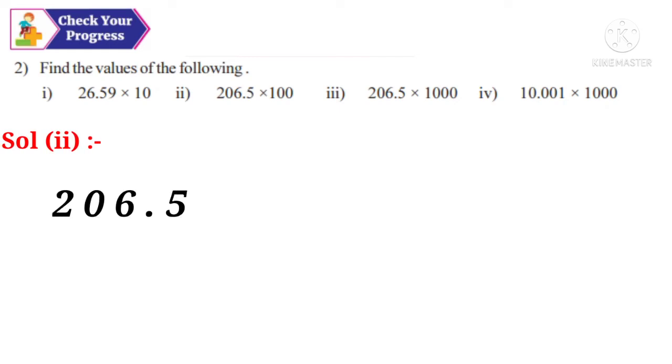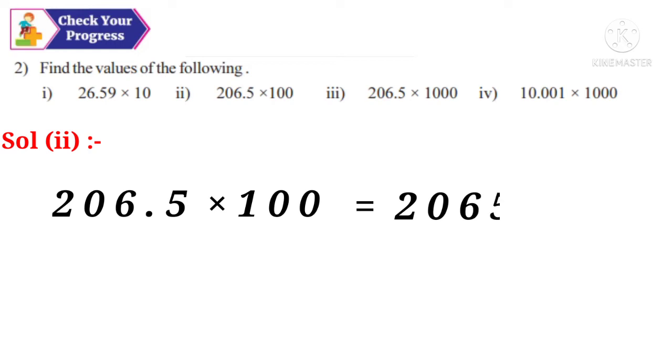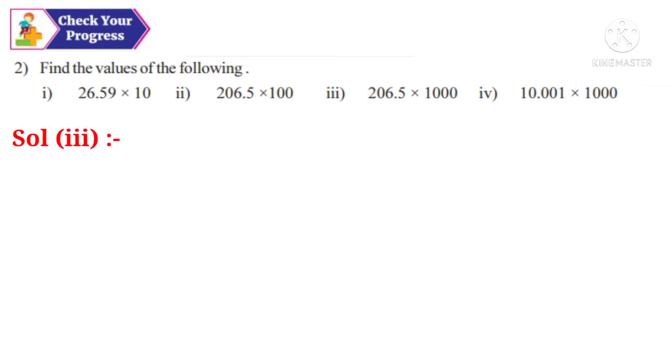Solution 2: 206.5 into 100. Observe that there are two zeros in 100. So the decimal point will shift right by two digits, that is after 5, and then put 0 and then put the decimal point, that is 20,650.0.